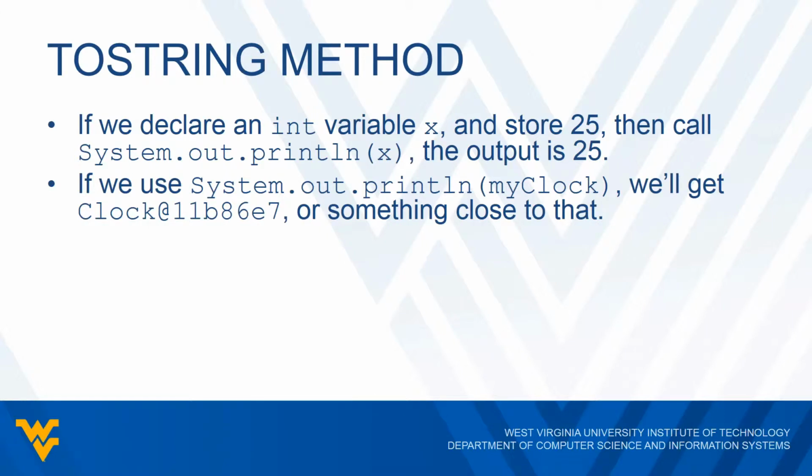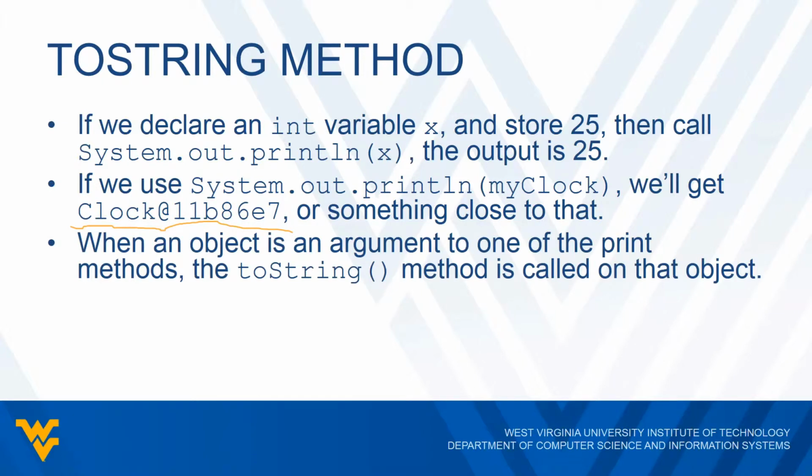So let's say we do System.out.println and pass myClock. We're going to get something with Clock, an @ symbol, and then some weird set of numbers and letters. This doesn't seem like very useful output. So what's going on here?